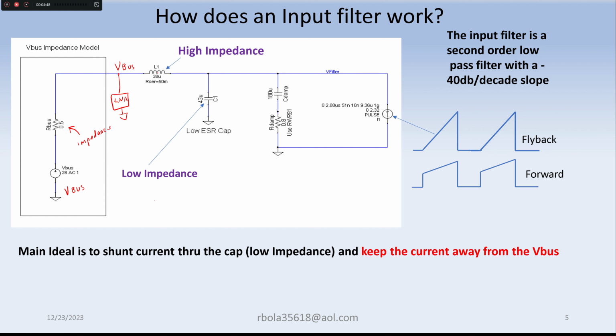And then you'll have a differential inductor, and the purpose of the inductor is to present a high impedance. Well, high impedance to what? It's going to present a high impedance to this current. Okay, so here I'm using a current source, and I'm using this to model your converter.